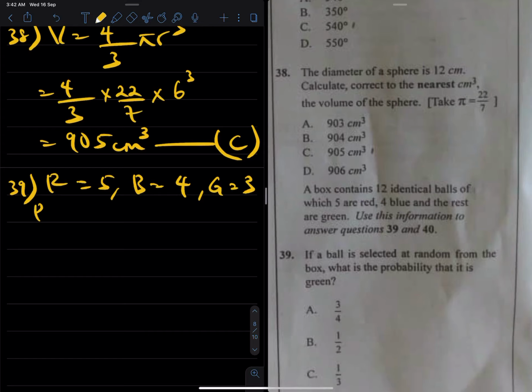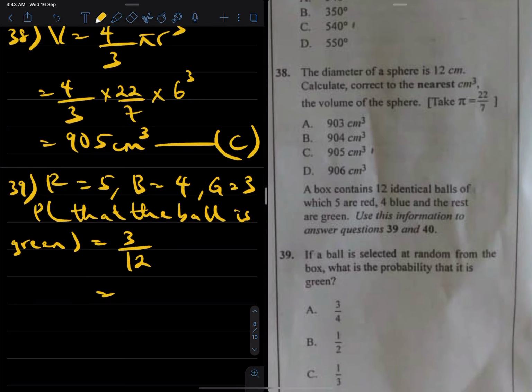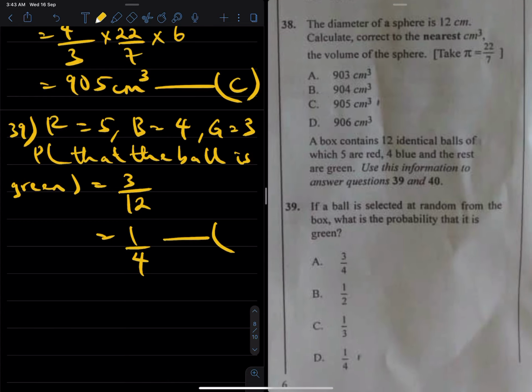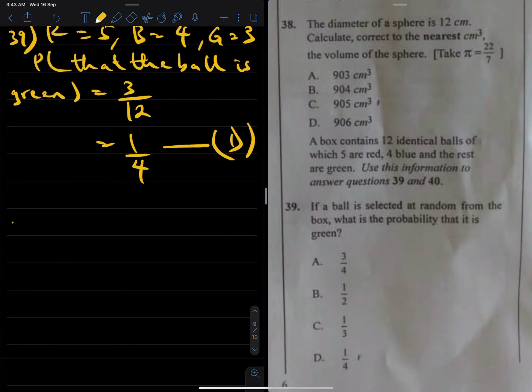So, find the probability that the ball is green, is equal to 3 over 12, which is the number of green balls, all over total number of balls, and that's 1 over 4, which is D. And now to the next, number 40.